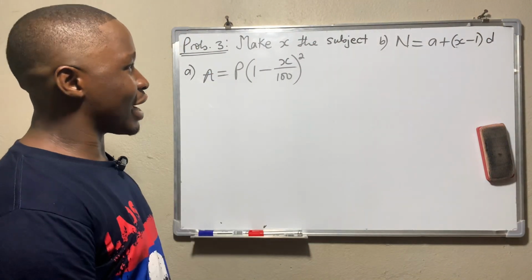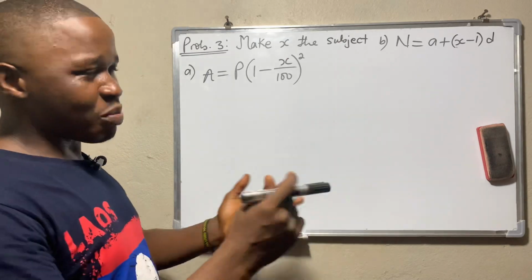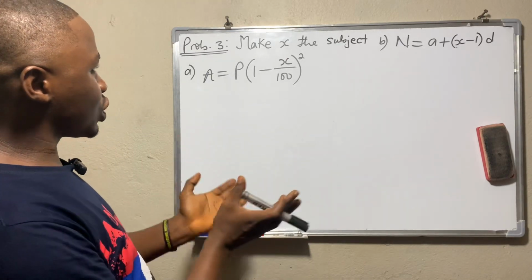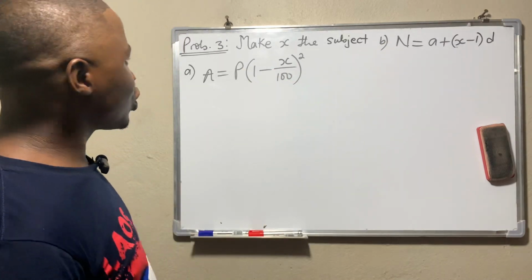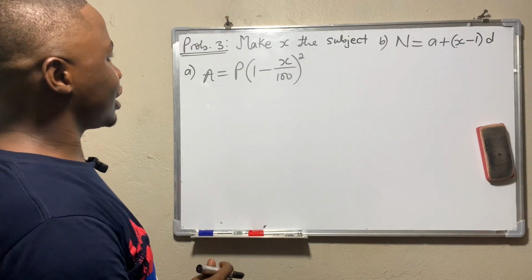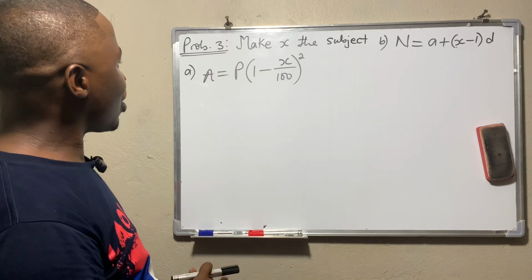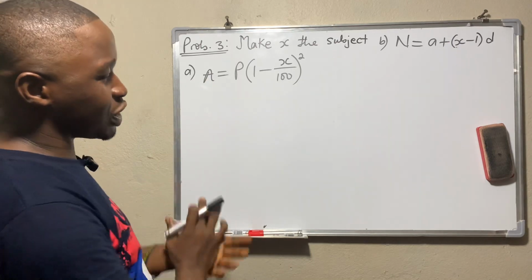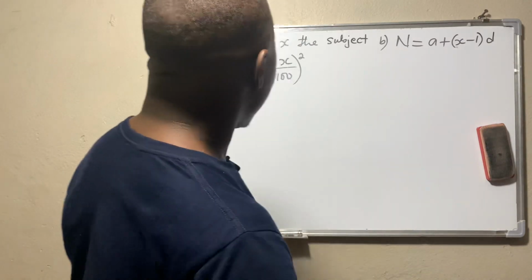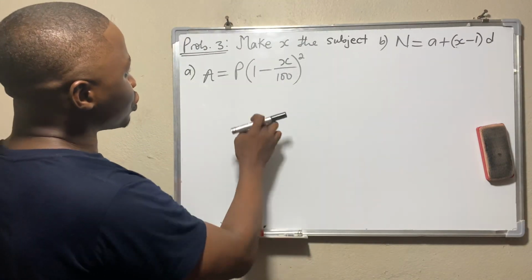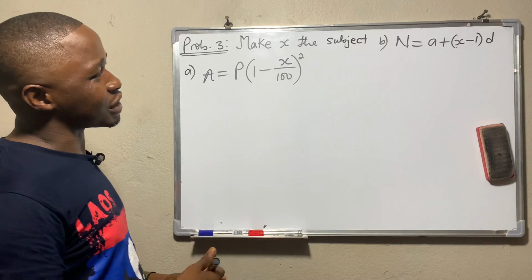Here we want to make x the subject. There are 3 problems on the board that constitute problem 3. We have A, we have B. So we want to make x the subject in each case. This one, as you can see now, A is at this point the subject. For this one, N is the subject. But we want to rearrange this one until this x becomes the subject.